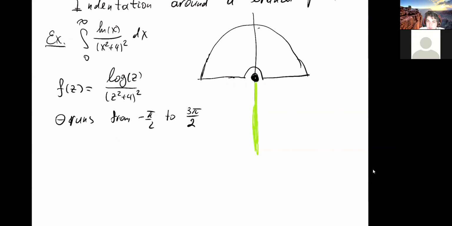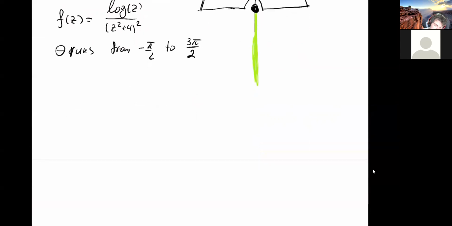And now everything is perfect. Now life is awesome. Because now we cut out this green ray. It has nothing to do with our new contour. So on our contour, and inside of our contour, our logarithm is a nice and analytic function. And so this means that by the residue theorem, if we integrate f of z dz over our contour, it will be 2 pi I times the sum of the residues.